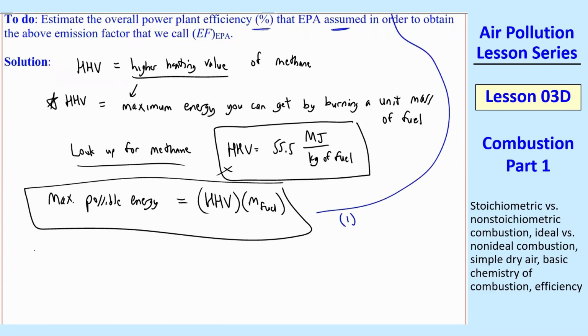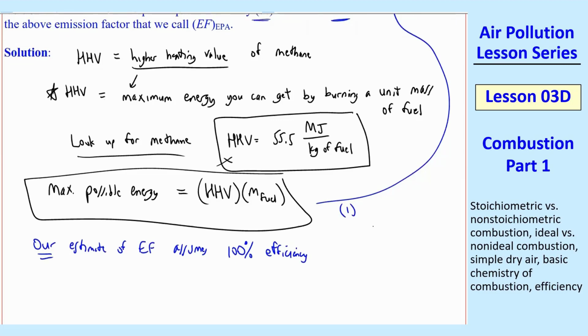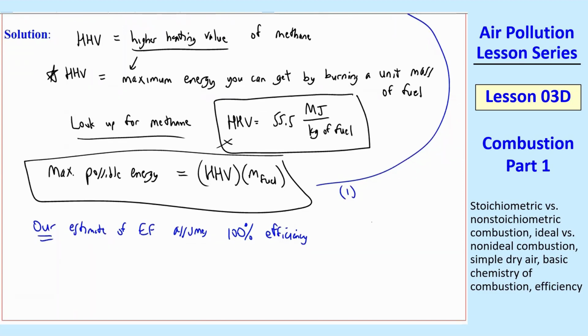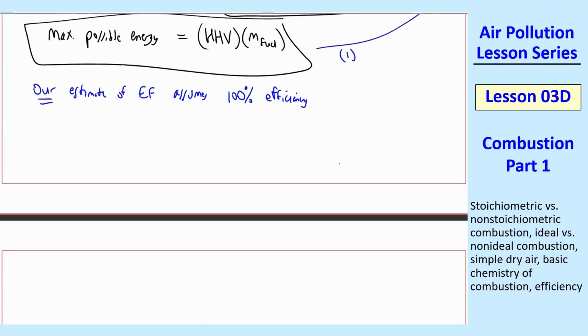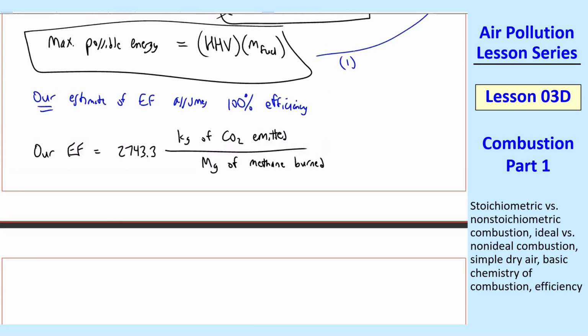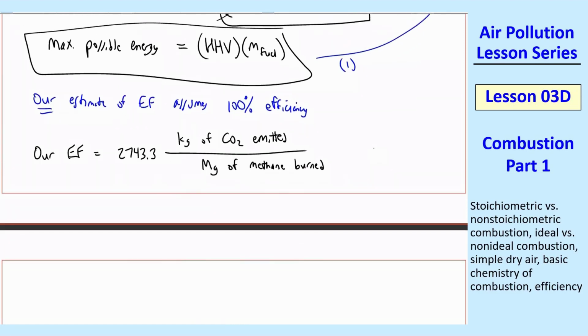The other thing we need to know is that our estimate of our EF that we generated assumes 100% efficiency, because we assumed ideal or stoichiometric combustion, which is the best you're going to get. So this is assuming 100% efficiency, whereas the HHV is the real life value. And so we have to do a little bit of thinking here. I rewrote our EF that we had calculated, assuming 100% efficiency. Let's make an equation that's somewhat similar to equation 1, except for our EF.